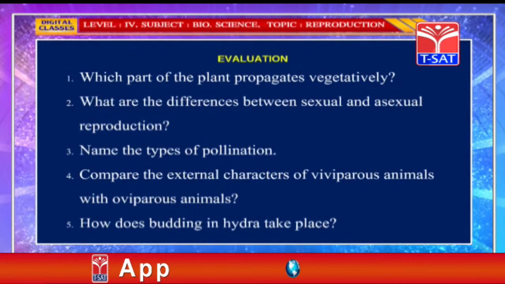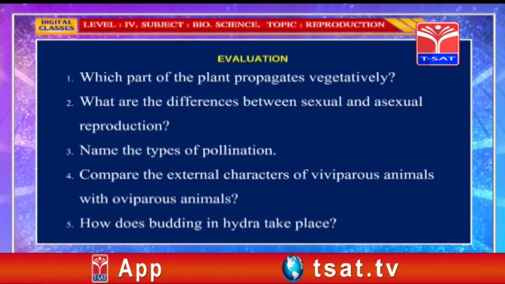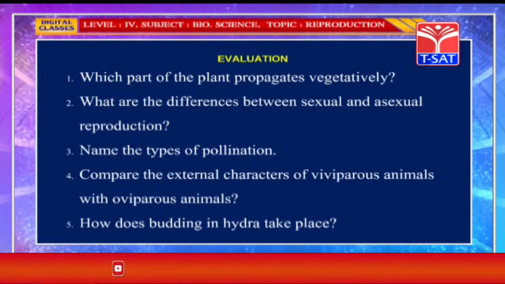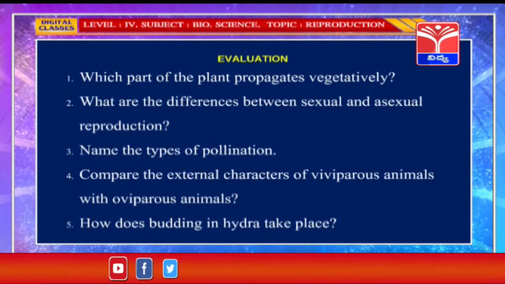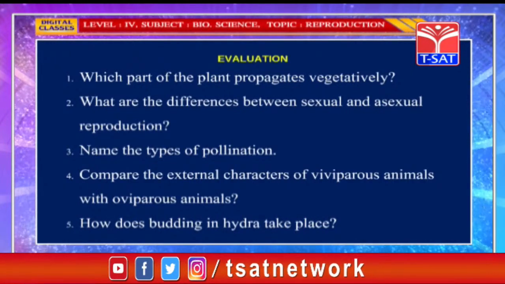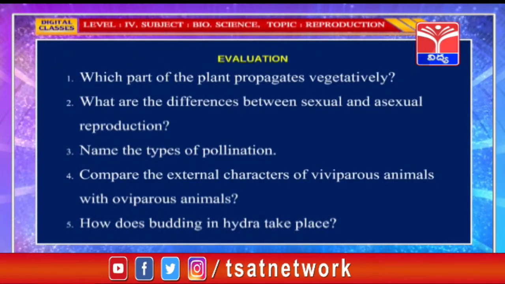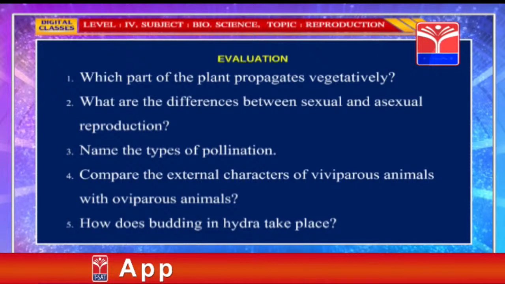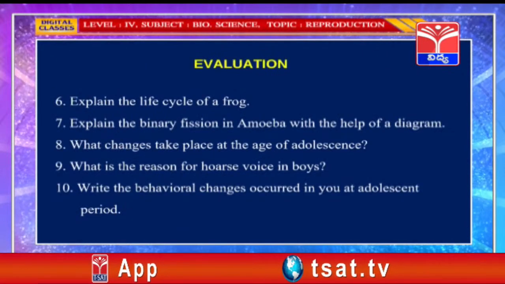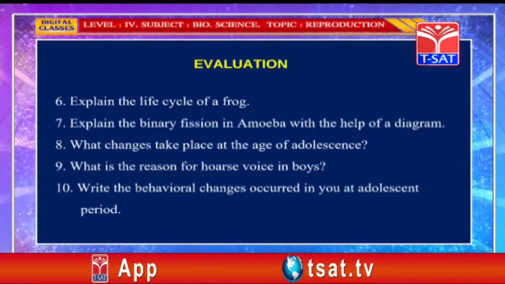Evaluation. Which part of the plant propagates vegetatively? What are the differences between sexual and asexual reproduction? Name the types of pollination. Compare the external characters of viviparous animals with oviparous animals. How does budding in hydra take place? Explain the life cycle of a frog.